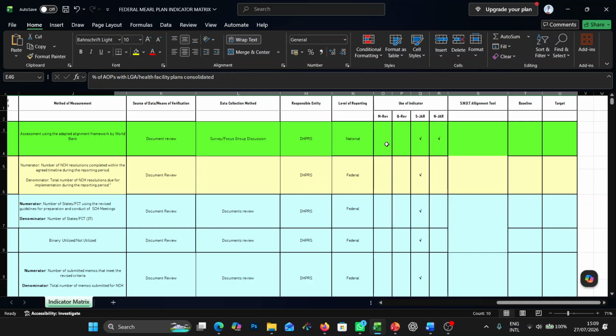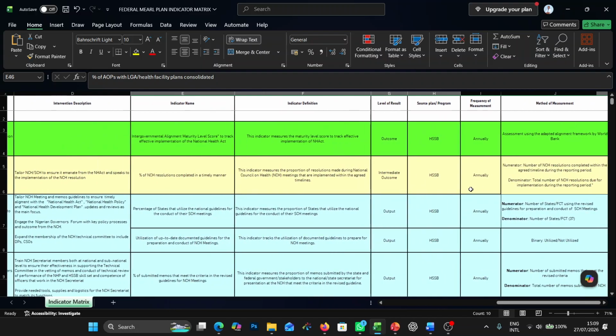and federal level has federal level or national level, as the case may be, for the agency responsible indicators. Then also the use of indicators here, we have the ones that are used monthly, quarterly, for the state joint annual review and the national joint annual review. More importantly, we also need to know that we can use these indicator metrics to do our SWOT alignments, to select the priority interventions that we want to implement for the planning year. Then also, the last two columns here is where these indicator metrics are really very useful for baseline and target setting. I will talk more on that as we proceed with this indicator.